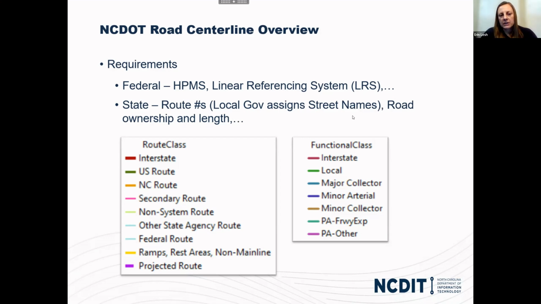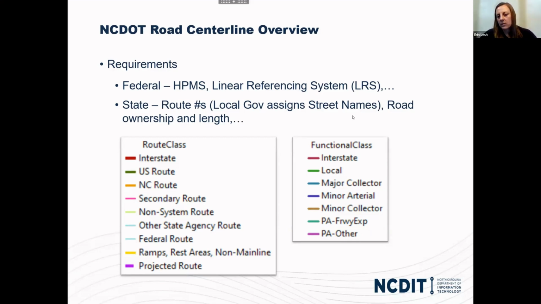So every DOT, every state territory on an annual basis is mandated by the Federal Highway Administration to submit a report called HPMS. And as part of that, we have to submit a linear referencing system. So that's one requirement there. And then on a state level, in North Carolina, we care deeply about route numbers, not street names. Street names we see as a local government thing. We care about route numbers.